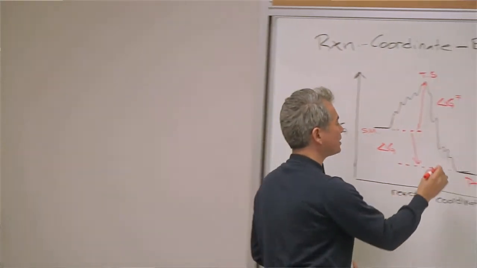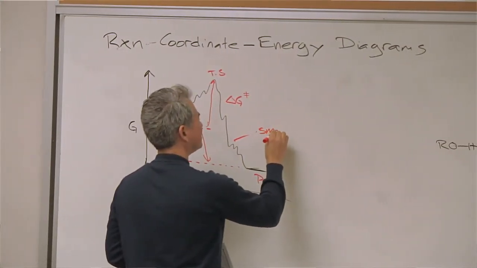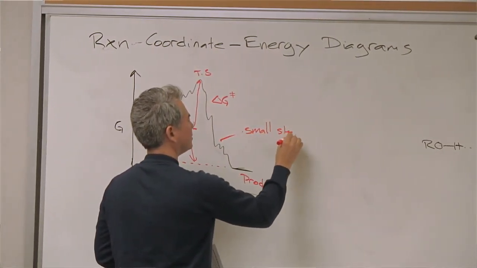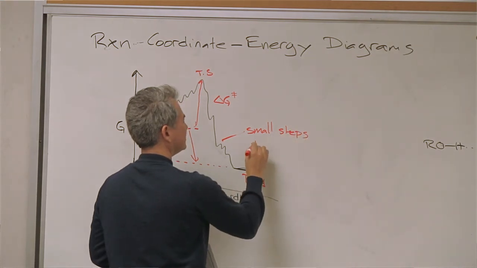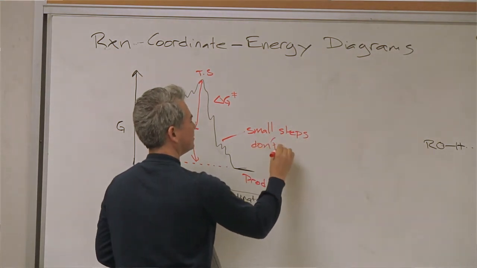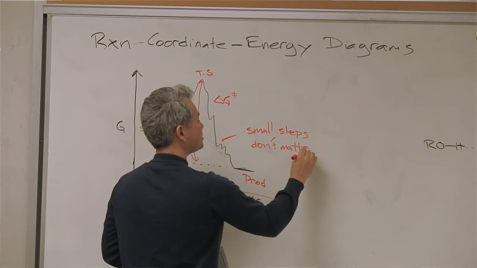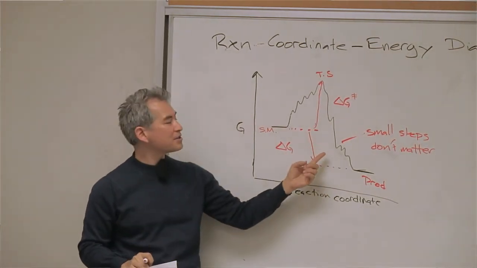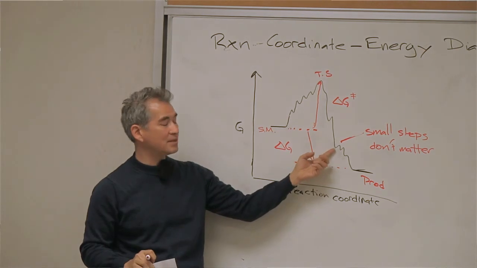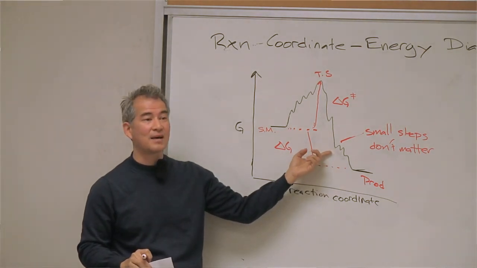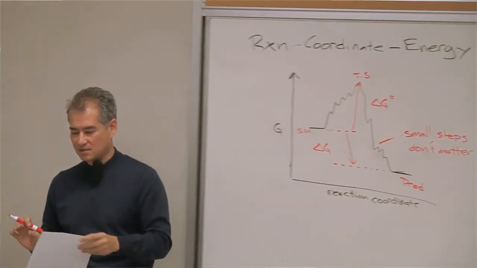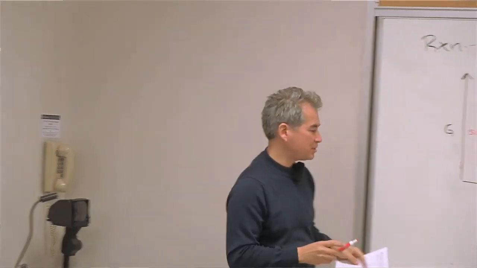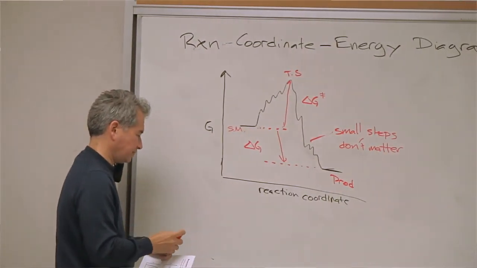So this is super important here, that all these small steps, shockingly, don't matter for kinetics. Now, if you're interested in learning what makes species reactive and the interaction of filled orbitals with unfilled orbitals, then we really do focus on those little steps. But for kinetics, just forget that stuff. Draw smooth curves. That's what I'm going to do.